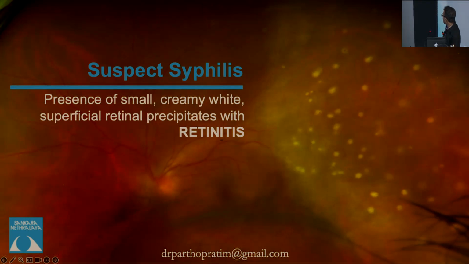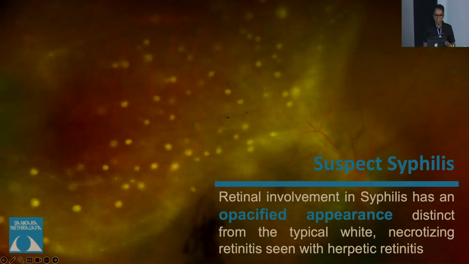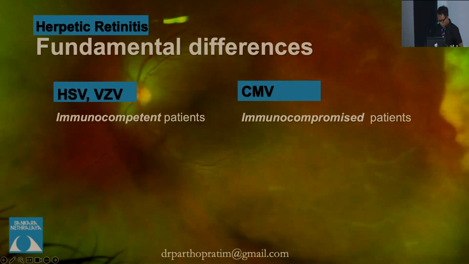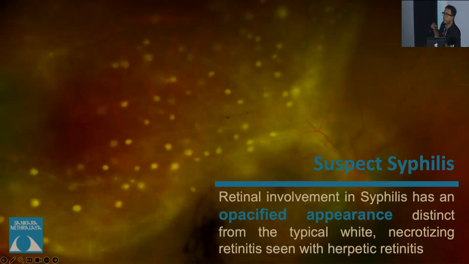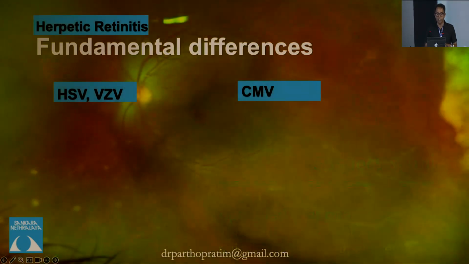Now, what is ground glass appearance? You can see here the small creamy white superficial retinal precipitates. But here you can see this is called the ground glass appearance because you can see the underlying retina. So in contrast to that, herpetic retinitis will be a fully opacified retina, whereas in syphilitic retinitis, you can see the underlying retina.